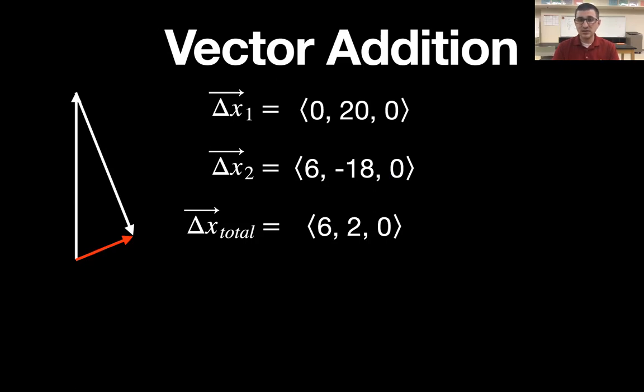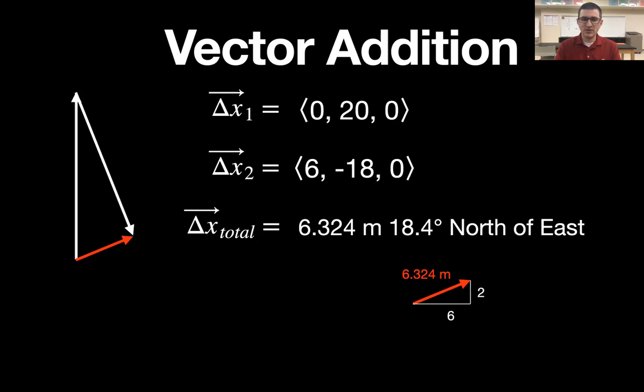Now, normally this would be a fine place to stop, except if it's on a multiple choice question, 6, 2, 0 is probably not going to be one of the answer options if the question was written as 20 meters north, 19 meters southeast-ish. So you're going to have to figure out the magnitude of the vector, and then you can just use the Pythagorean theorem because we have the horizontal and vertical components. A squared plus b squared equals c squared. You should be good on that. And then you can figure out the angle, this time using tangent, because we know the opposite and adjacent. So we can find it's 6.324 meters, 18.4 degrees north of east.